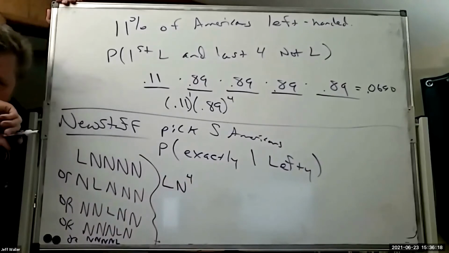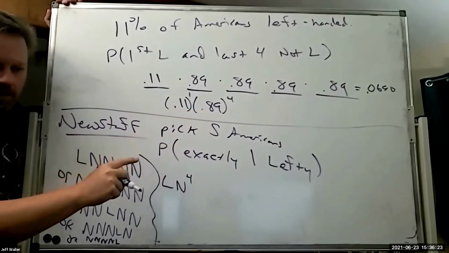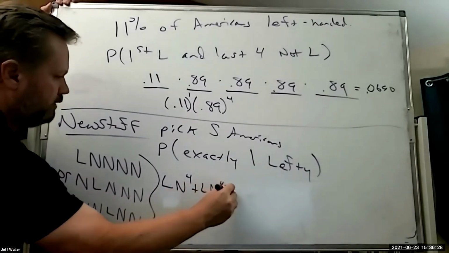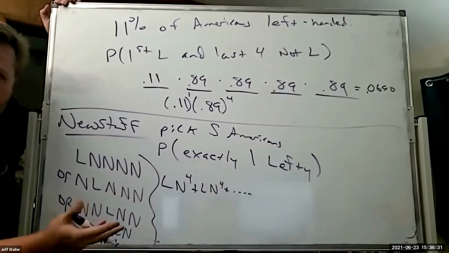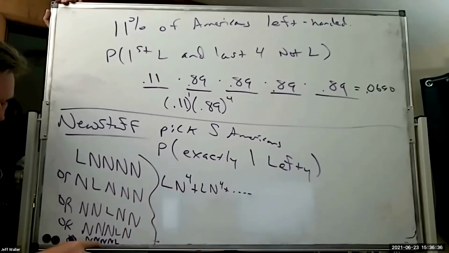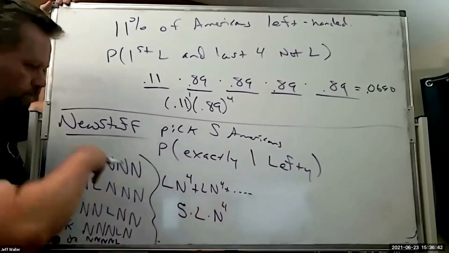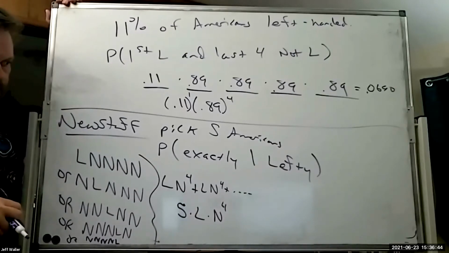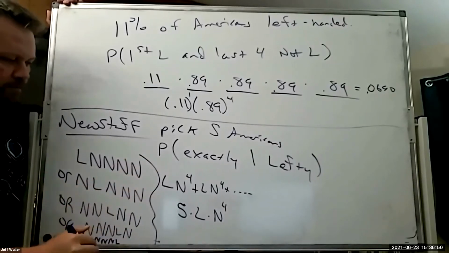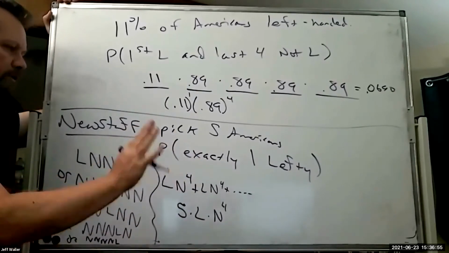Yes. Isn't that sort of like what we're on here? And you're going to add them. So I've got L N to the 4th plus L N to the 4th plus and so on. I'm going to add all these up together, correct? How many of these do I have? 5 times L times N to the 4th. I'm assuming L means the probability of left-handed. That would have been nice to put down there too.